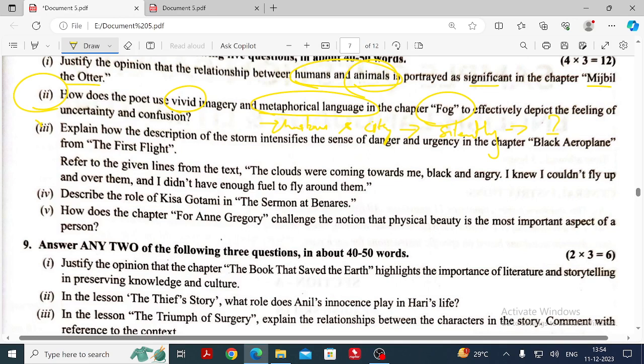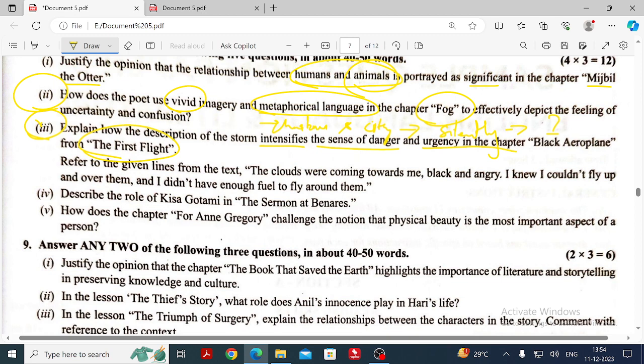And the next third question: explain how the description of the storm intensifies the sense of danger and urgency in the chapter Black Aeroplane and then the first flight. Yes, of course, we have to write both the two topics. But the most important thing is the key word for each and every topic, you should remember. First flight means what should we write, my dear? That point we should not avoid; that alone will highlight.